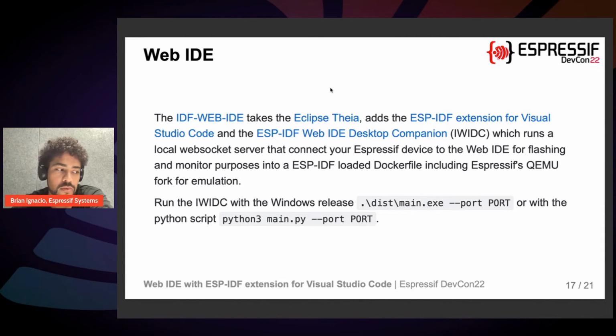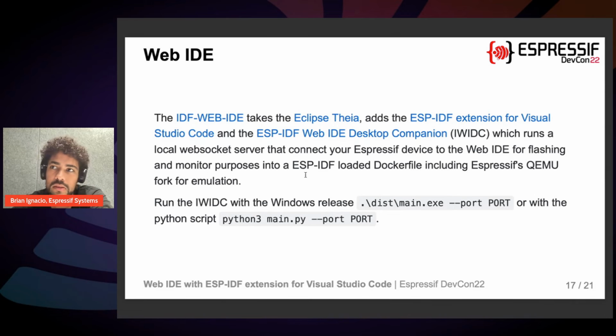The desktop companion will be running on your local machine, and you set a specific serial port. It will talk to the serial port, flash, and start a monitor, which will show up in the web IDE. This allows us to do the flash monitor in the ESP IDF Docker file, which is the one that we use in the web IDE.